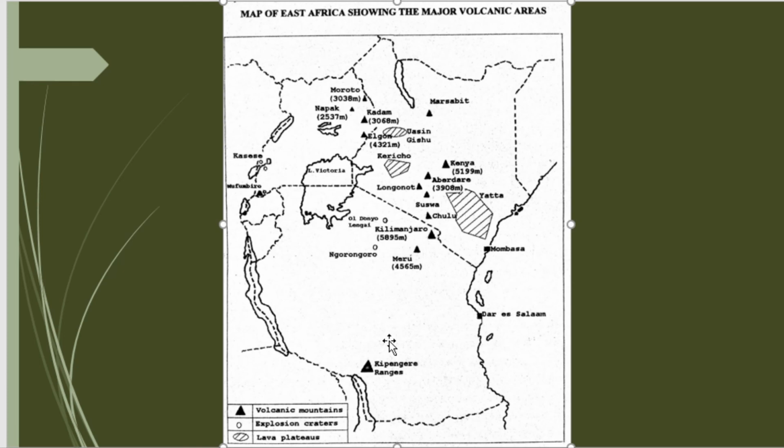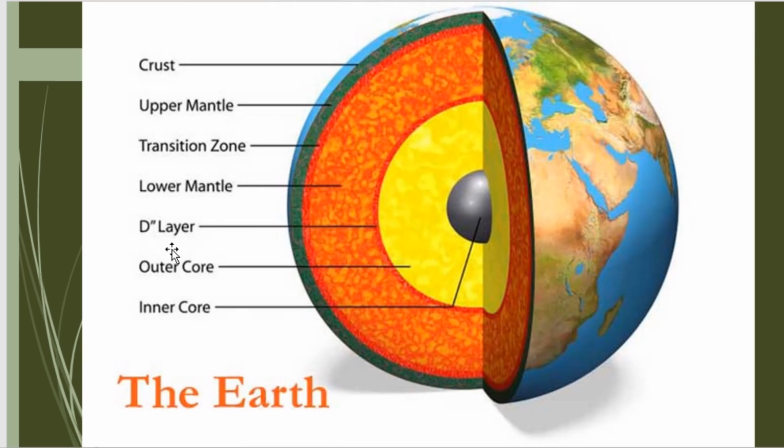I think you're seeing around here, around the Olonyo Lengai, we have what we call explosion craters. Okay, yes. Then we have what we call the lava plateaus, like the Yatta, like the Kericho, like the Usini Gishu. These ones are lava plateaus. So those are some of the areas that have been affected by volcanicity in East Africa. I request that we end here for today.